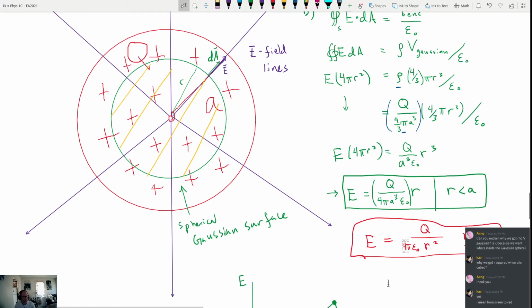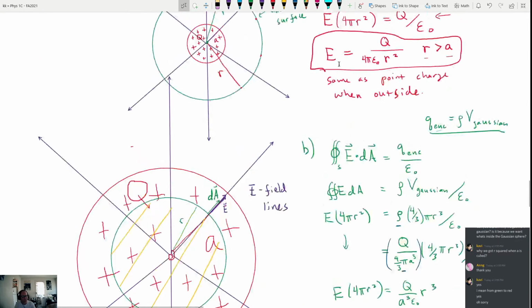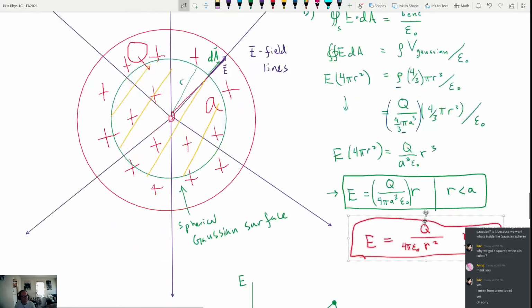Oh, from here to here? Well, these are different solutions. This is for r greater than a, and this is for r less than a. There's two different solutions. Does that make sense? Yeah. What I did was I just copied the solution from above, so we could look at both of them, and so you can kind of see that if you plug r equal to a, you get the same answer.